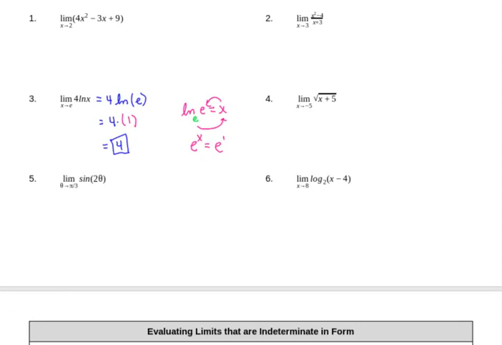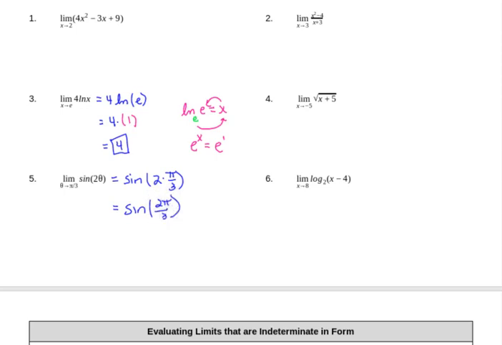Number 5 says the limit of sine of 2 theta as theta approaches pi over 3. So our variable looks a little different, right? We have theta instead of x, but it's still the same idea. We can still use substitution here. So we're going to do the sine of 2 times pi over 3. And really, we know that that's the sine of 2 pi over 3.